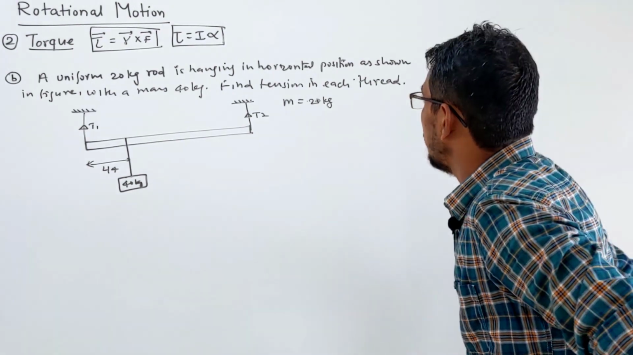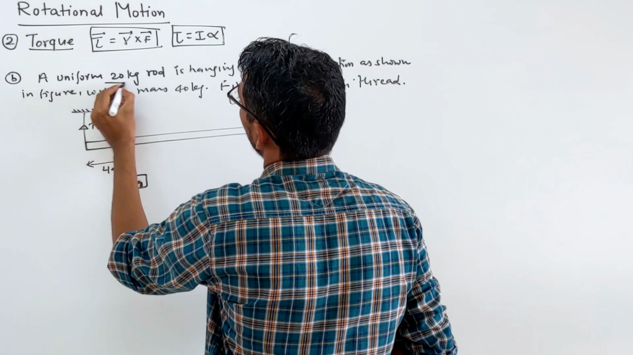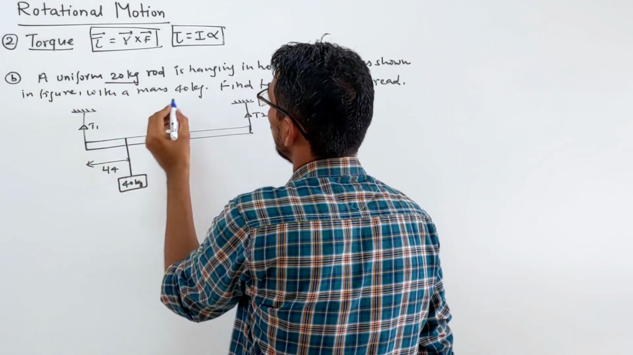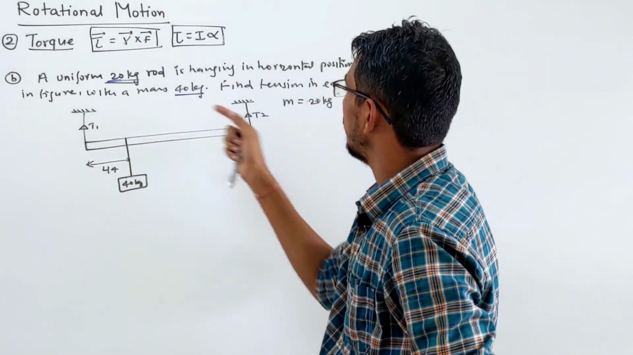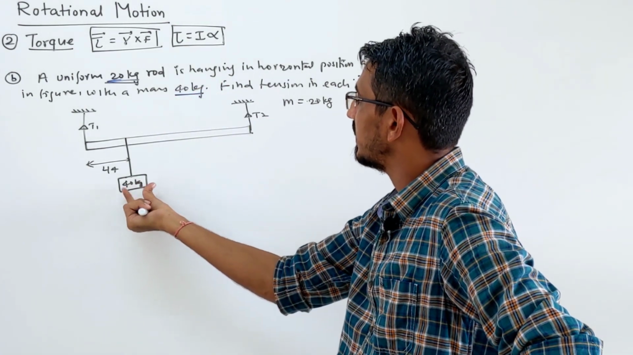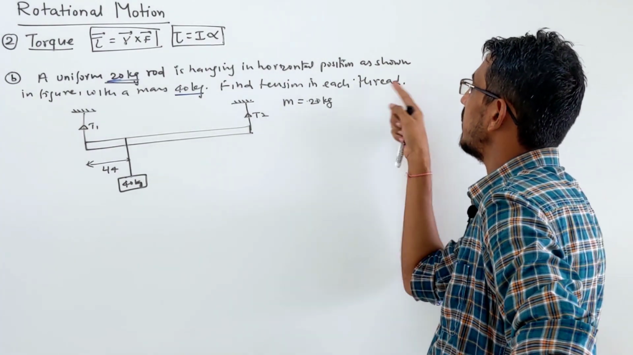Okay, let's say in this problem, a uniform rod of 20 kg mass is hanging in a horizontal position as shown in the figure. In addition, there is one more mass of 40 kg hanging at a distance of L by 4. This picture is given. Find the tension in each thread.